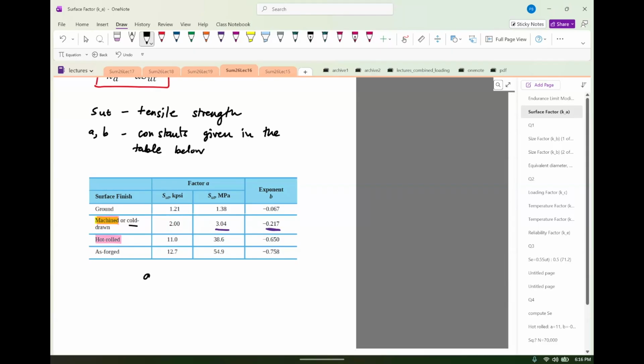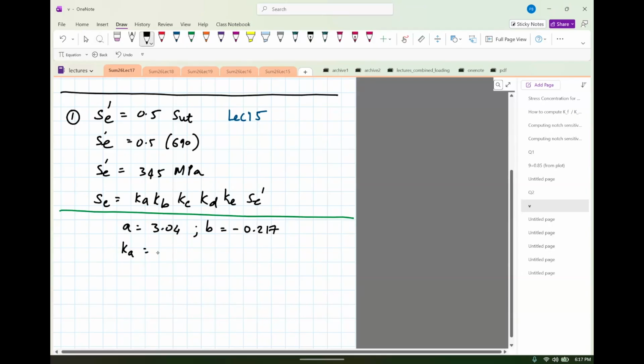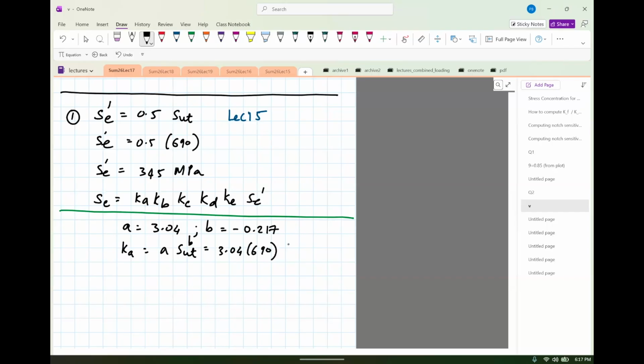So here A equals, and we need to go for megapascals because the SUT is in megapascals. So A is 3.04 and B is minus 0.217. Do not confuse this with the other A and B in the formula SF equals A times n raised to B. Okay, so Ka equals A times SUT raised to B, 3.04 times 690 raised to minus 0.217. So Ka comes out to 0.714. That's one.